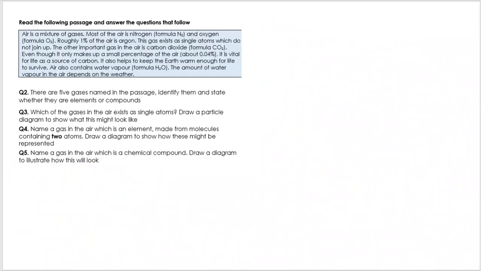Okay, we're going to move on and do a little bit more work here on different elements and how they exist. So 5 gases named in the passage. Identify them and state whether they are elements or compounds. Pause and try all of these and then review your answers.